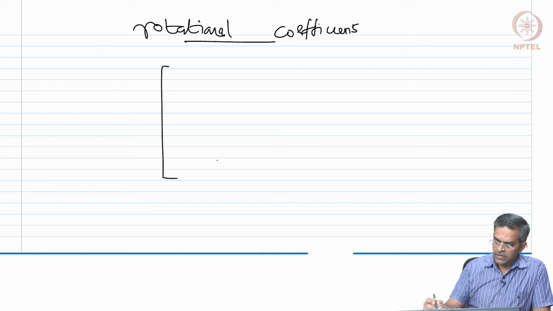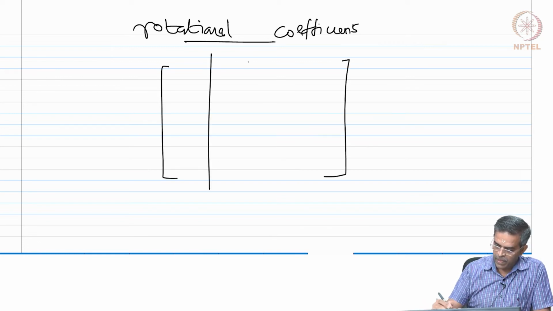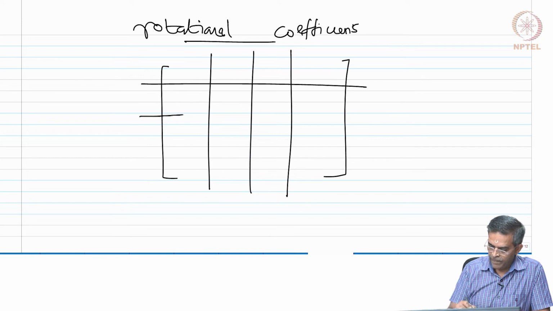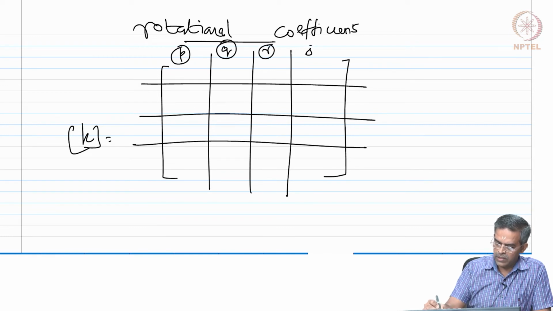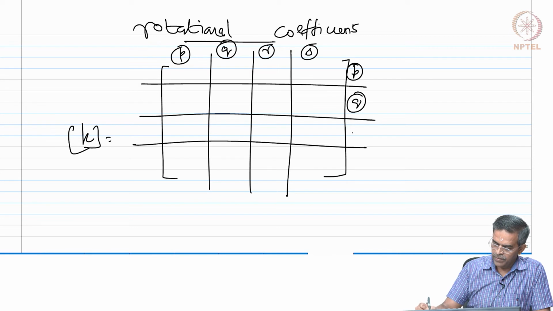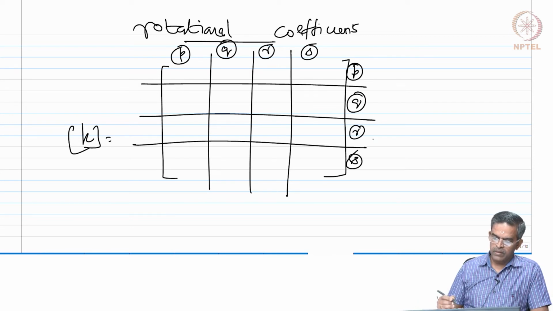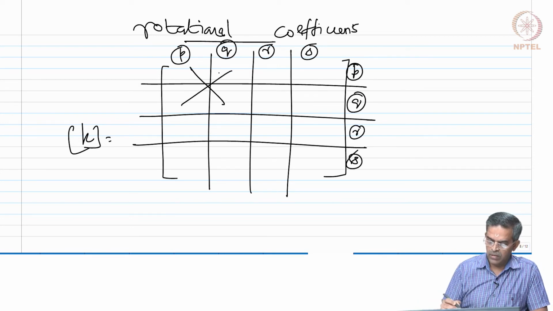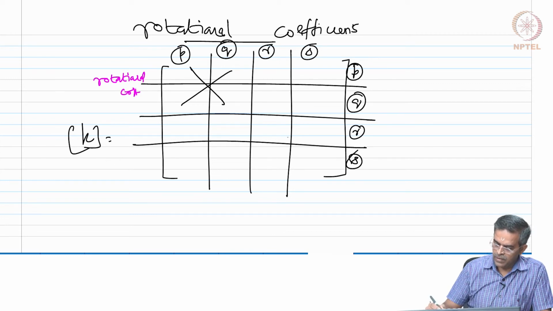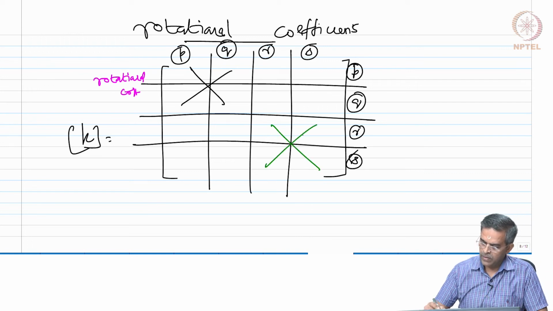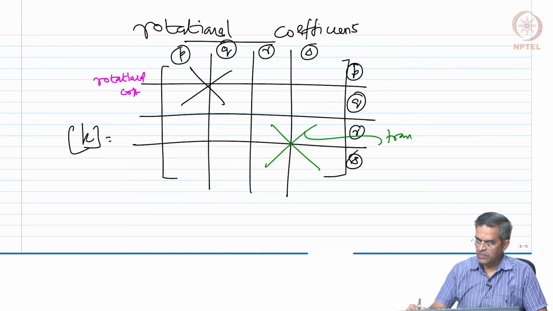Let us say this is my matrix. This P, Q, R and S are the degrees of freedom. These are called rotational coefficients, and these 4 are called translational coefficients.